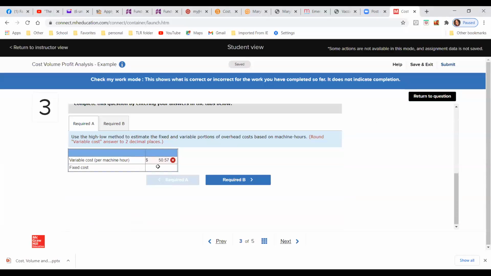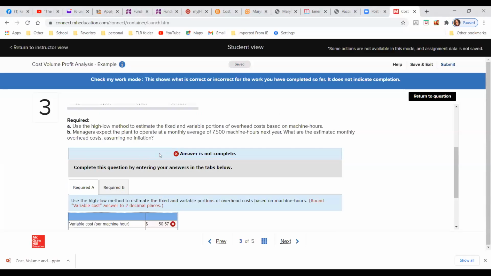What is my fixed cost? Now, the fixed cost is, let's see what we have in here. So if we take the, I don't know why that number is off. Am I rounding too much? Let's see. Because we did it right. That's absolutely right.